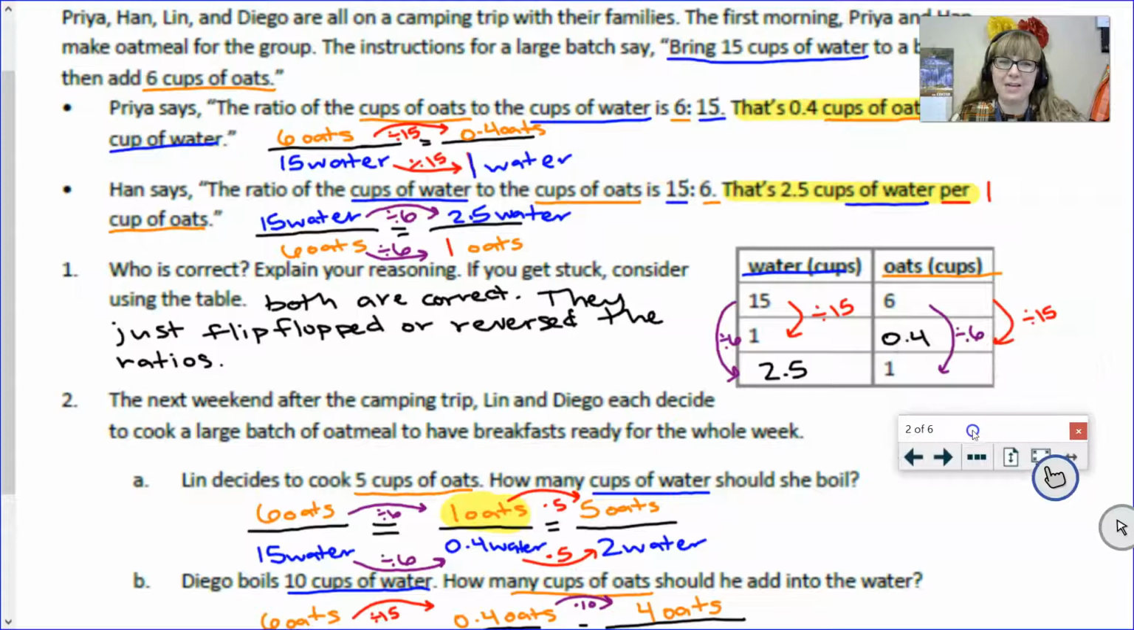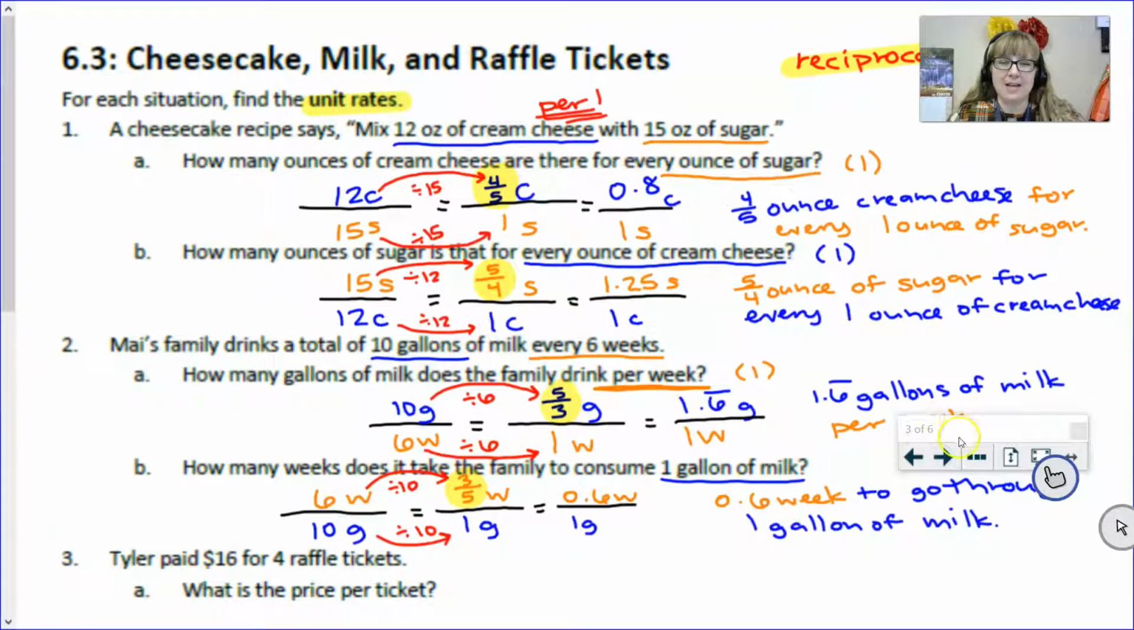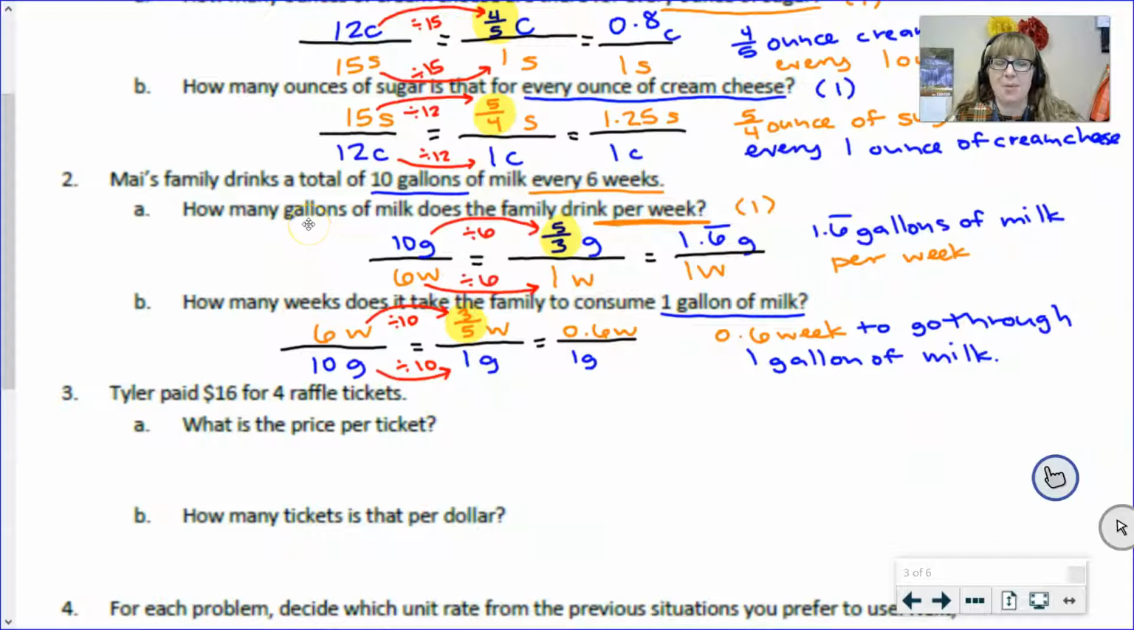We practiced finding per one in several different situations. We started with our oatmeal, where we first found the 6 oats per cup of water, and then we reversed it and found the cups of water per 1 cup of oats. And so we kind of got started there with the unit rates. We finished our last lesson looking at these different situations, different recipes, where we're looking at the per one.